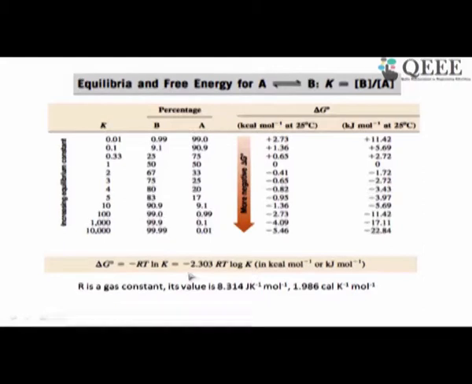Again, the same equation, the relation between K and delta G can be expressed in this, where R is a gas constant, T is actually the temperature in Kelvin. We have to notice that because the unit is always in Kelvin. So when there is a problem, don't forget to convert Celsius to Kelvin.